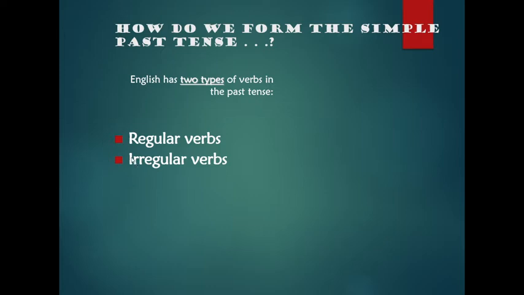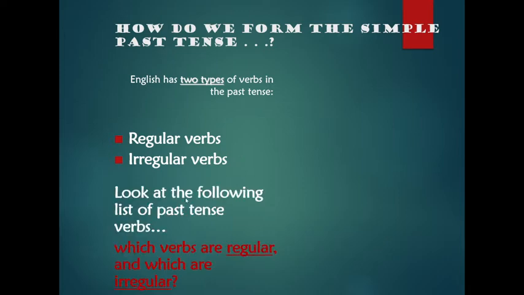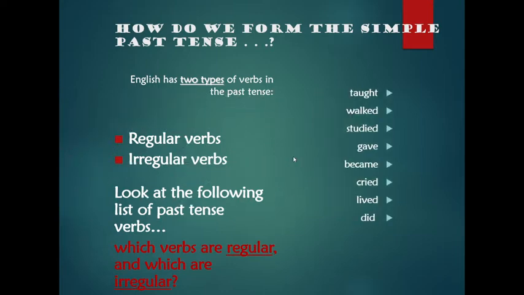Irregular. IR at the beginning gives me the opposite. Irregular. Look at the following list of past tense verbs. Which verbs are regular and which are irregular. I will give you a list of verbs, and I want you to guess what are regular and what are irregular. Taught. The first one is taught.